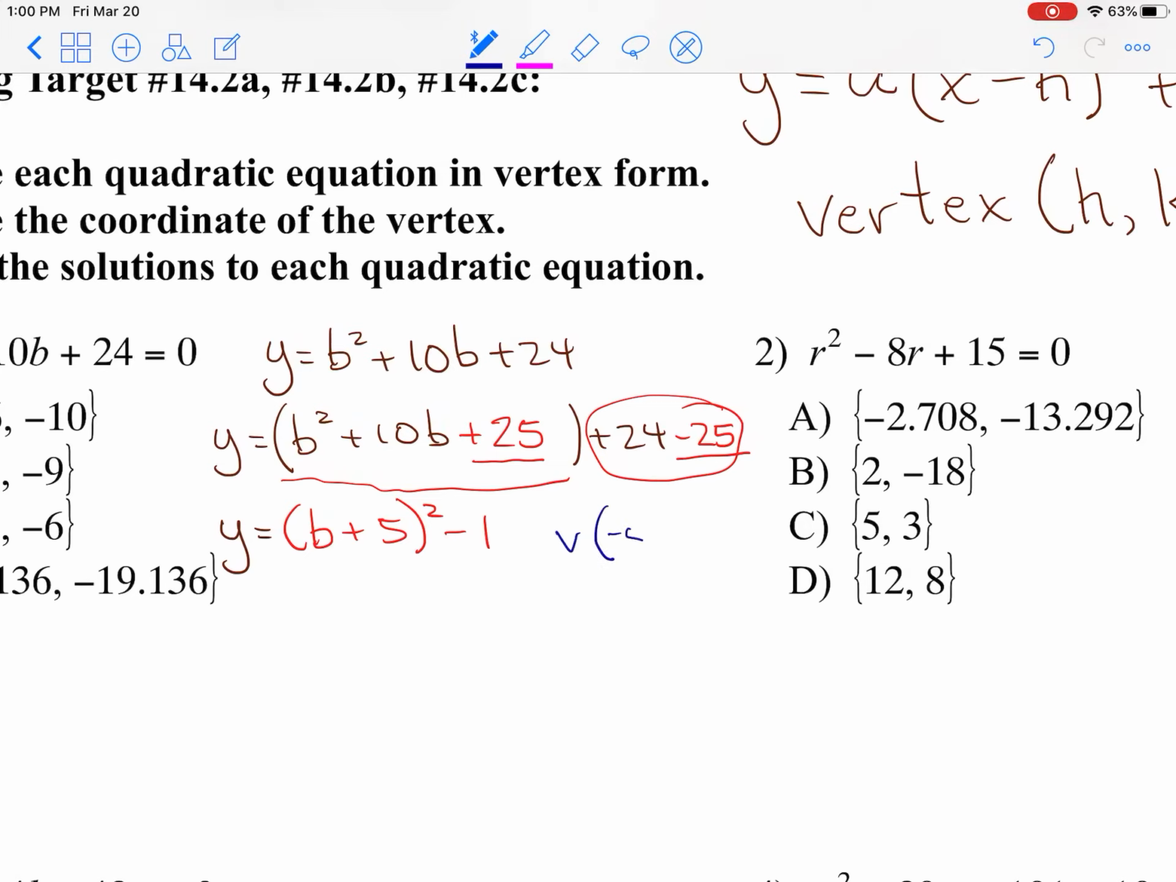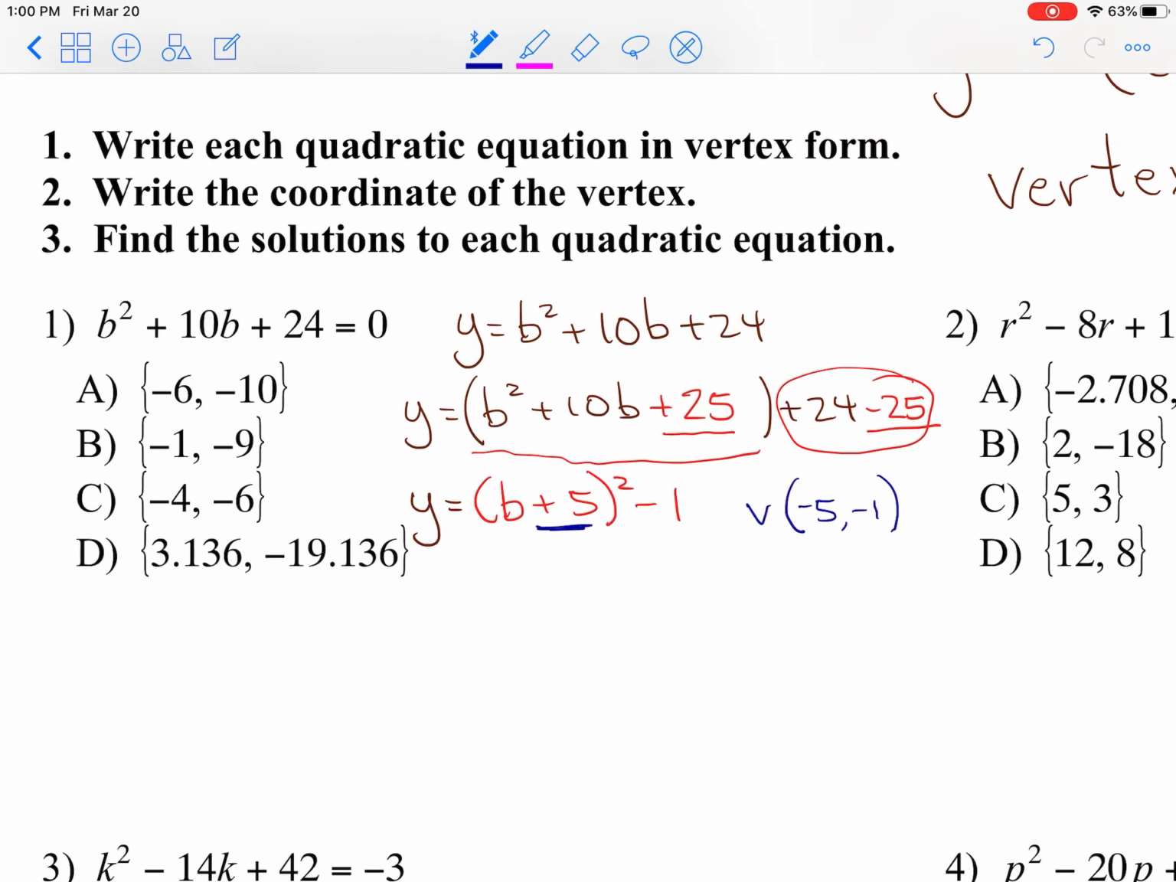So my vertex, let's change colors again. My vertex is the point -5. Remember, we said we always had to take the opposite of this in here. And -1. All right. So I've written vertex form. That's here. I have found the coordinates of the vertex. That's here. And now I've got to find the solution.